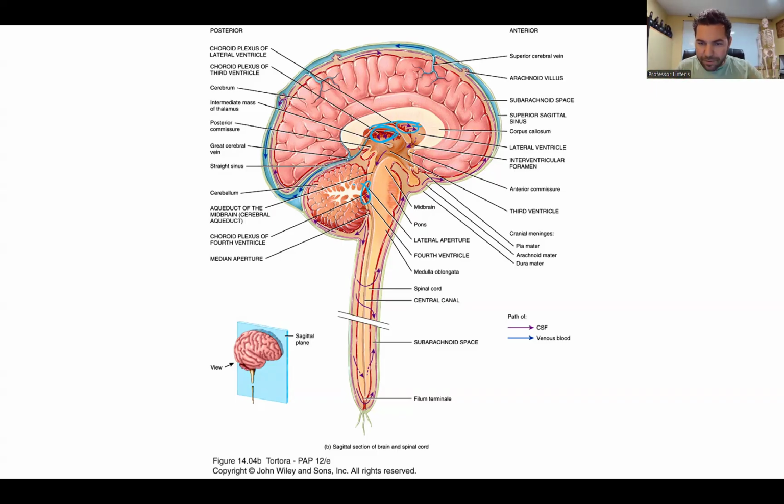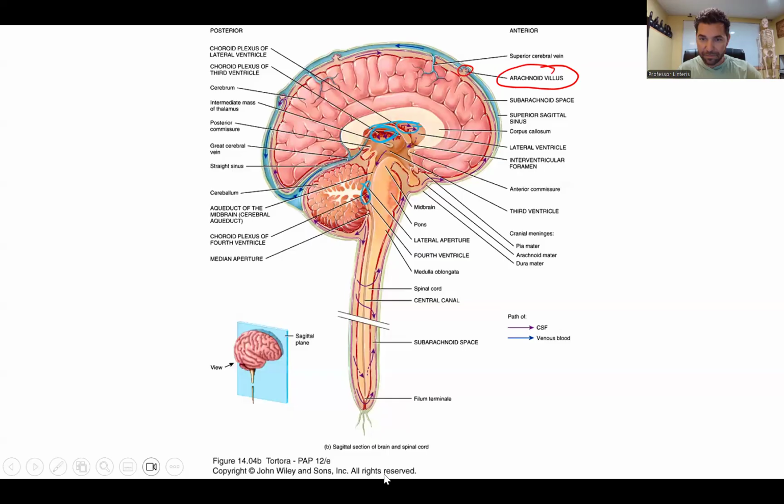You will also see, yeah, we'll talk about that. You will also see these little structures, which I mentioned before, called arachnoid. Don't know why that keeps happening. Because I'm touching the top of the screen. That's probably why. Note to self, don't do that.